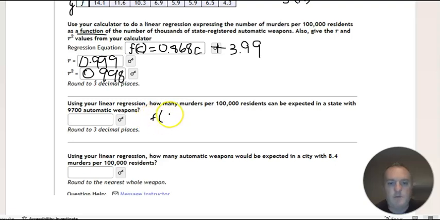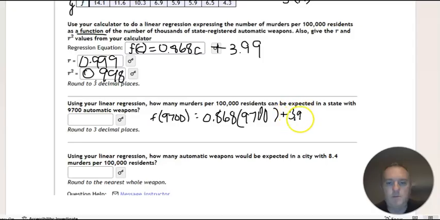And we'll get F of 9,700 is equal to 0.868 times 9,700 plus 3.99. You plug that into my calculator. 0.868 times 9,700 plus 3.99. And it says round to 3 decimal places.